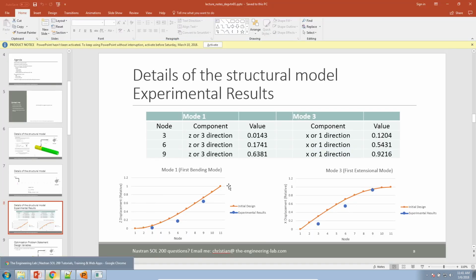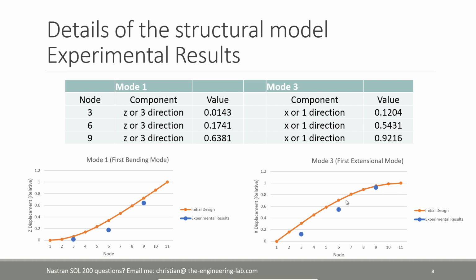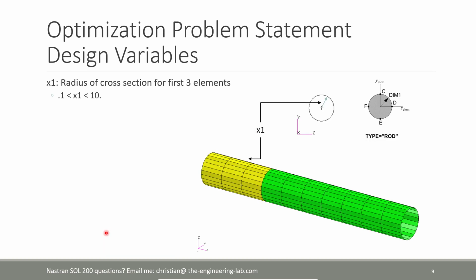So that's what the orange curves mean. They are the result of the original finite element model. And this is where our problem is. Our problem is that the finite element model is far from actually matching the experimental results. And as I mentioned at the beginning of the presentation, our goal is to use the optimization capability in Nastran to find a configuration of the model that produces the same experimental results.